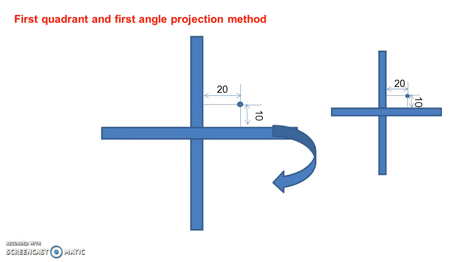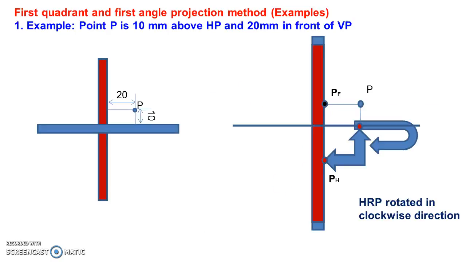Now see, we are concentrating here on the first angle projection method. The point is present in the first quadrant. The point is 10 mm above the horizontal reference plane and 20 mm in front of the vertical reference plane. Now see, the horizontal reference plane is generally rotated as shown by the arrow in order to fix the position of a point.